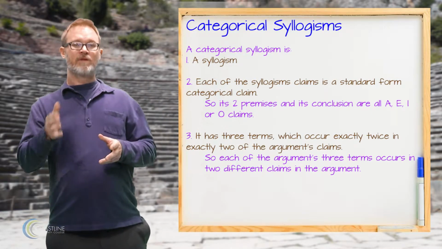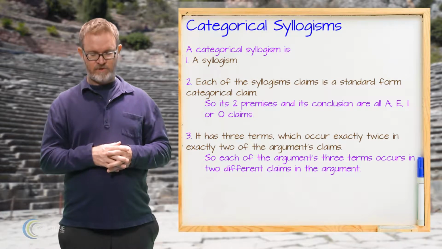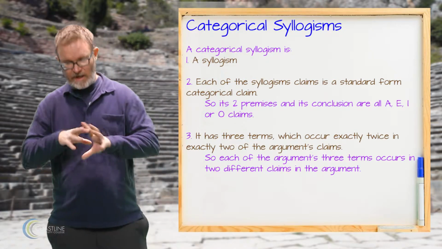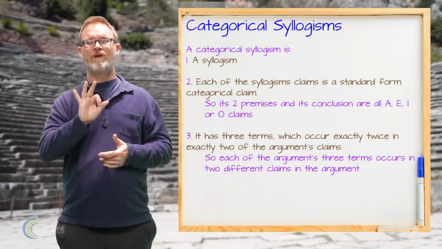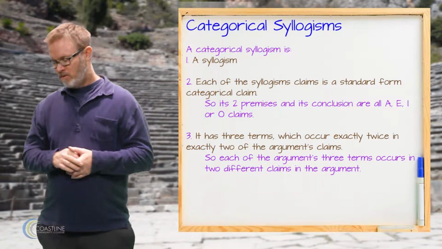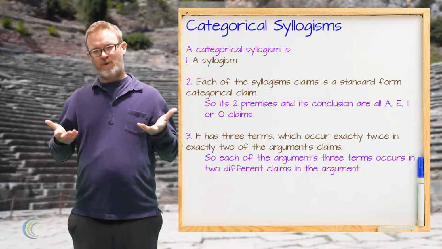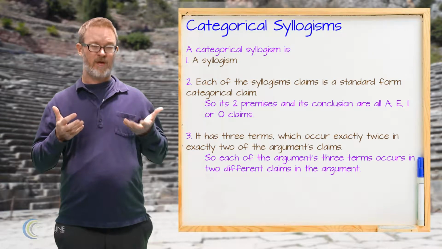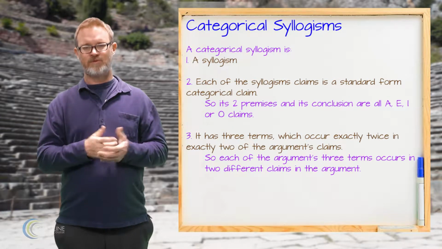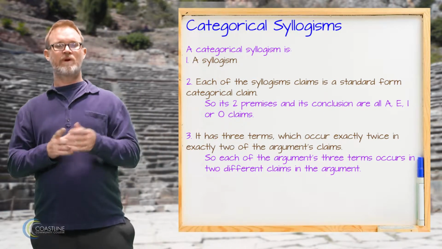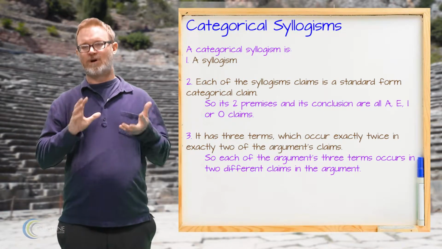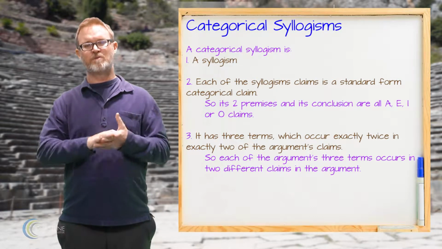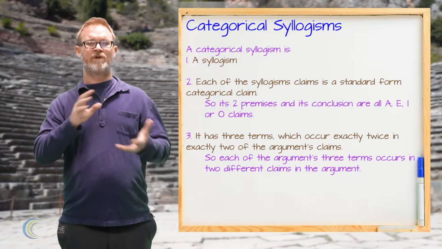The last rule that we have to apply with categorical syllogisms is that in the categorical syllogism as a whole, you can only have three terms. What I mean by this is, if you remember, with a standard form categorical claim there are two terms. For example, in the claim all tigers are mammals, you have two terms, tigers and mammals. So the point is, with the categorical syllogism, the entire argument shares only three terms. The idea is that each of these three terms will be shared between two of the argument's claims.